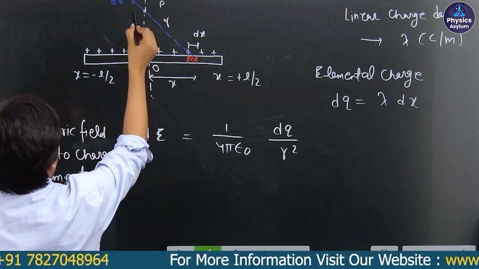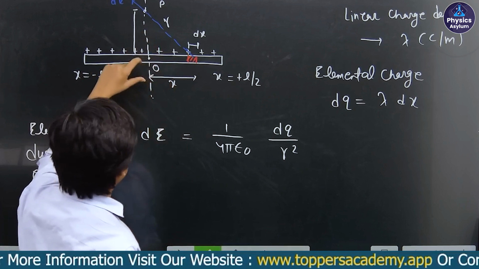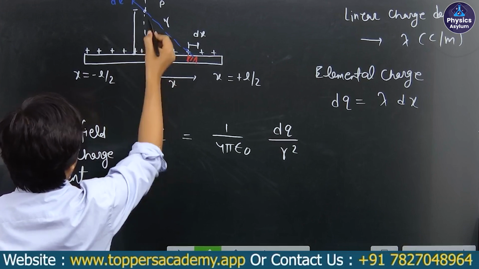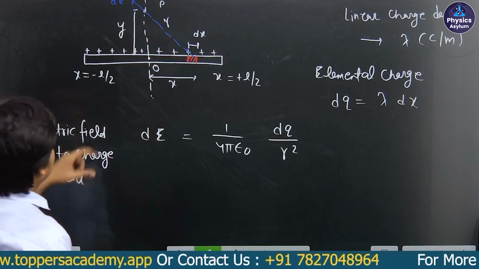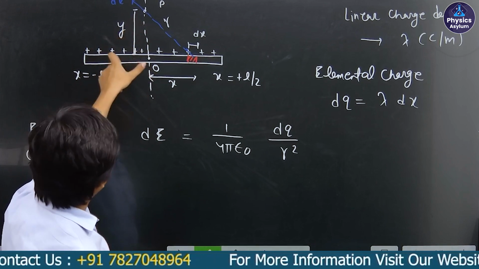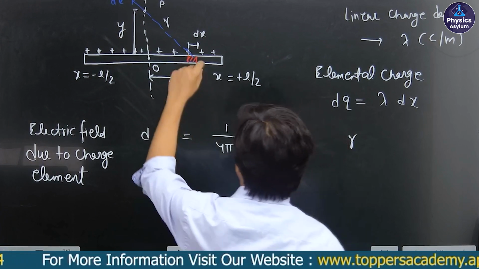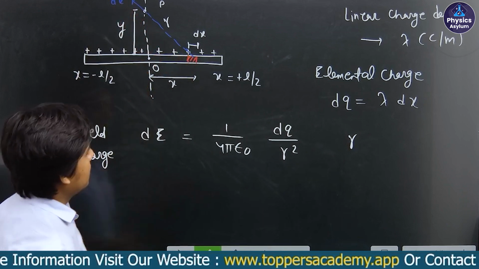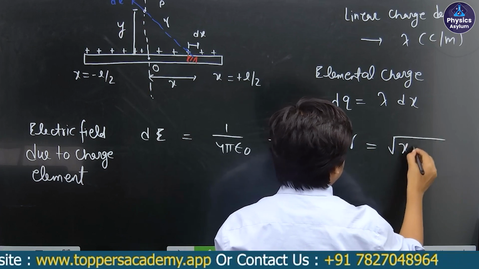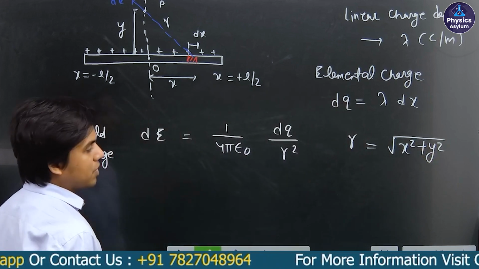So what is r? I am assuming that this is a thin rod, so let me take this height as y, that is, this point is at height y from the origin, the midpoint of the rod. So I can write that small r, the distance between this charge element and this point, will be equal to the square root of x square plus y square.